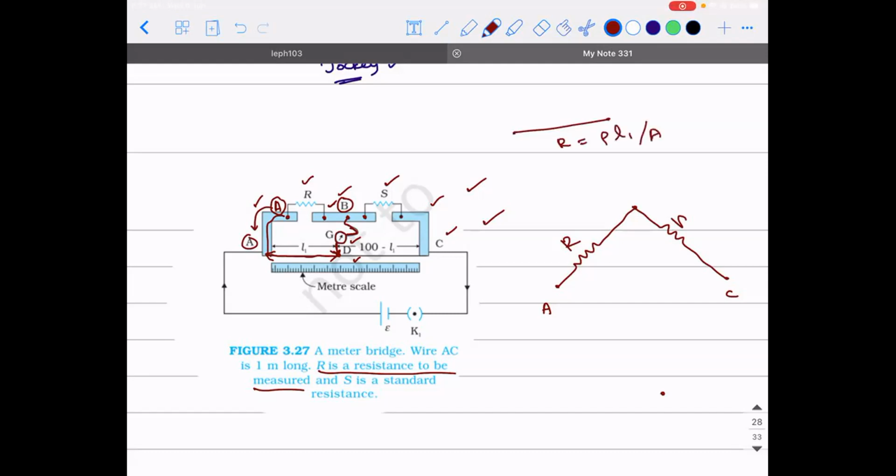rho into L1 divided by A. Similarly, you guys tell me what would be the resistance between the points D and C. Rho into 100 minus L1... Very good. Rho into 100 minus L1 divided by A. As simple as that. So between the points B and D, there is a galvanometer connected.